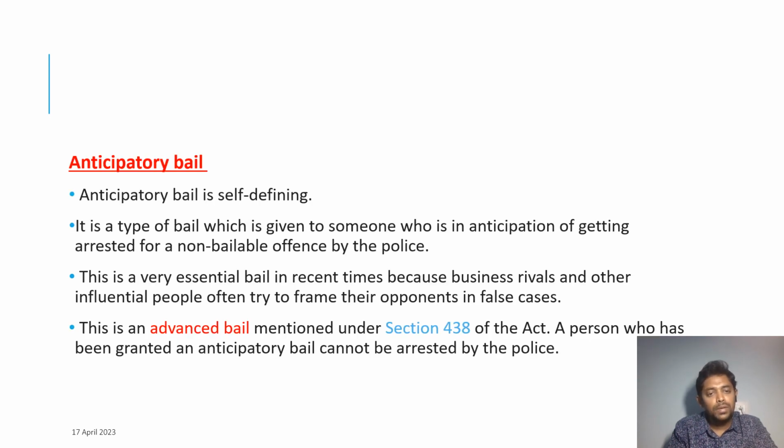Coming to anticipatory bail. Anticipatory bail is self-defining. It is a type of bail which is given to someone who anticipates getting arrested by the police for a non-bailable offense. It is a very essential bail in recent times because business rivals and other influential people often try to frame their opponents in false cases. This is an advanced bail mentioned under Section 438 of the Act. A person who has been granted anticipatory bail cannot be arrested by the police.